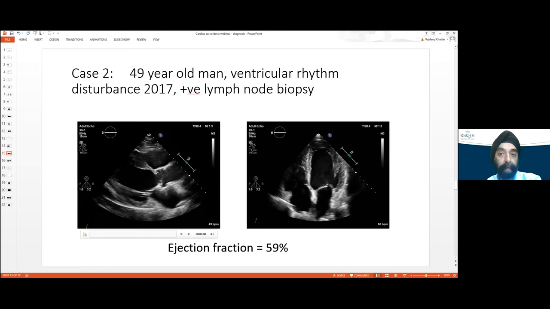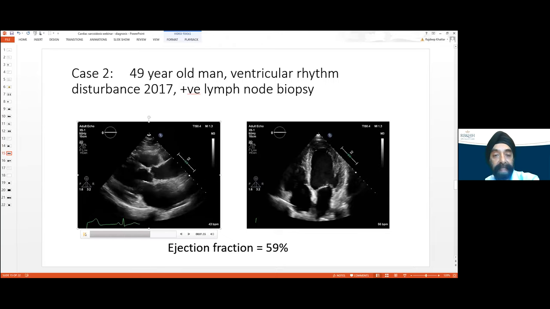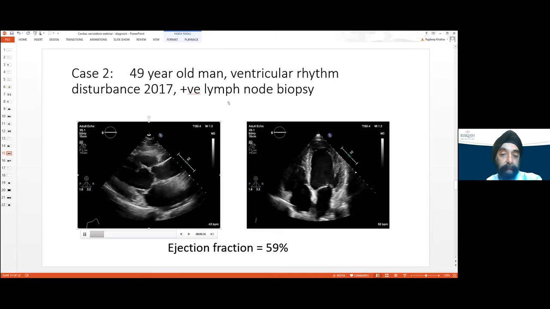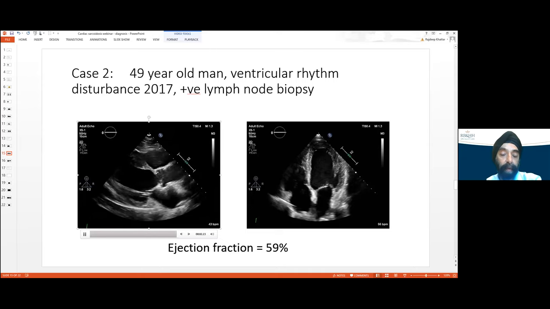A 49-year-old man who presented with VT in 2017 had a positive lymph node biopsy on CMR imaging. It was identified to have some extracardiac lymph nodes, and that they were biopsied. And what you see here is very subtle, really, and unless you're really honed in to cardiac sarcoidosis, it is a very thin part of the proximal septum. There's a very focal area of scarring with thickening of the rest of the septum.